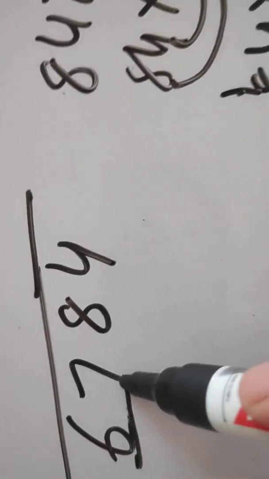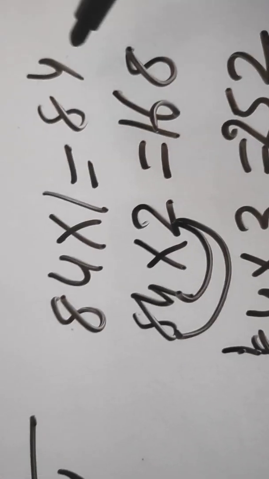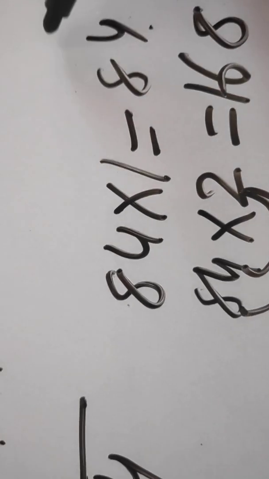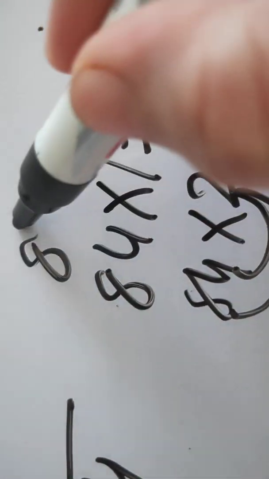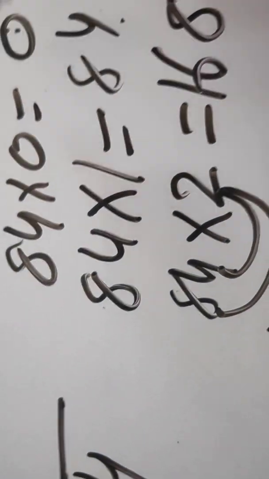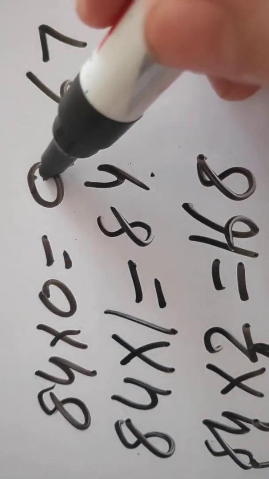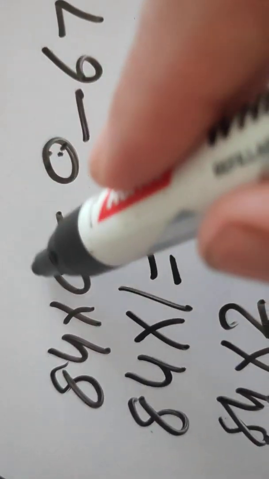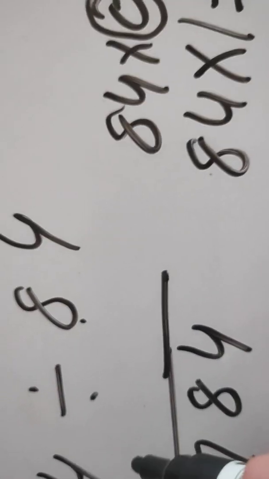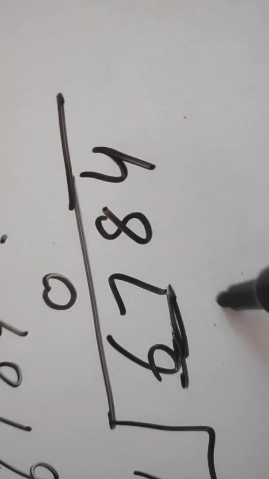And now you will check where 67 lies in this. 84 1s are 84, 67 is smaller than this. It means our table goes on 84 zeros are, because 67 lies between 0 to 84. So our right quotient is 0. So we will write here 0.